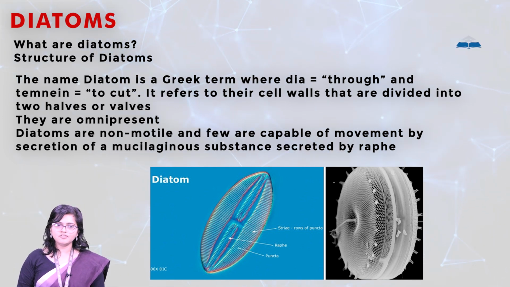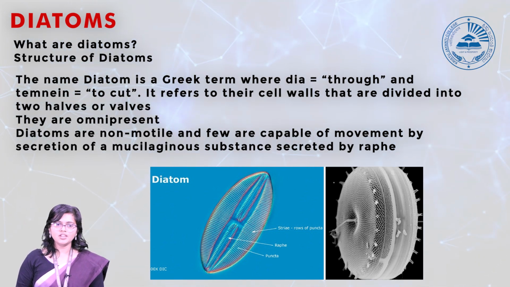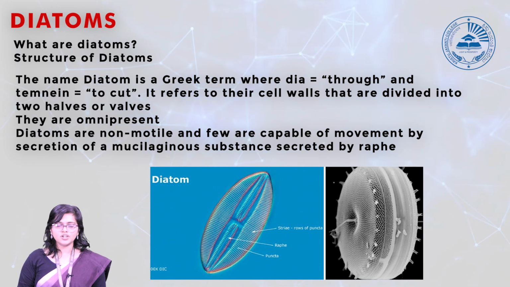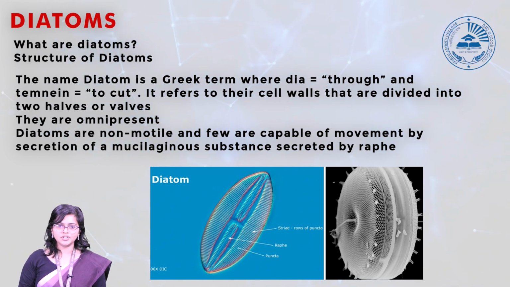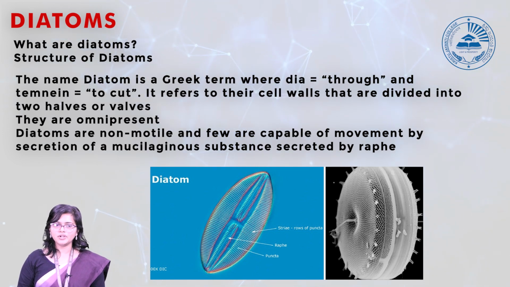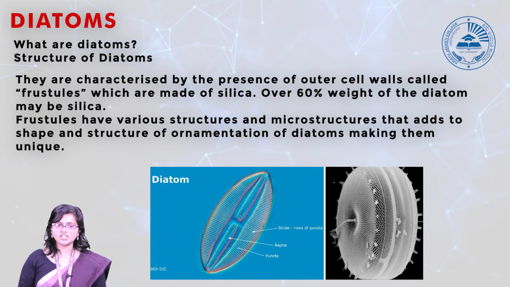Now the upper half is called the epivalve, while the lower half is called the hypovalve. You can imagine a box which has a lid and a base. So this lid fits on the box, which is a little bit larger. Now they are omnipresent, that is, you can find them in soil as well as rock and any freshwater or marine environment. Diatoms are mostly non-motile, but a few are capable of movement by secretion of a mucilaginous substance secreted by the raphe.